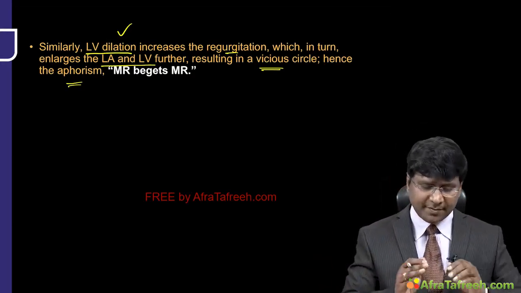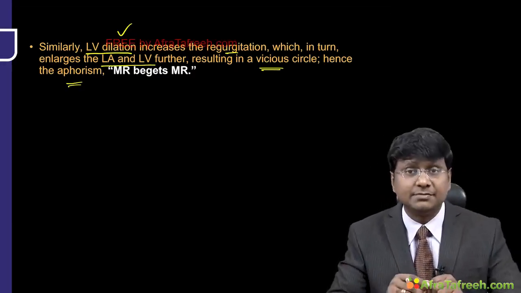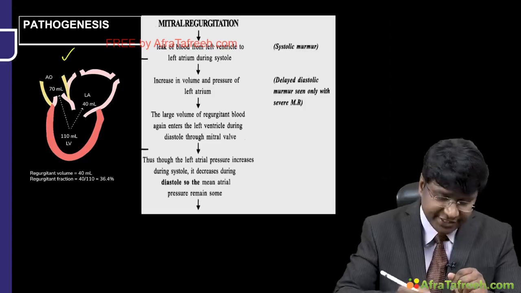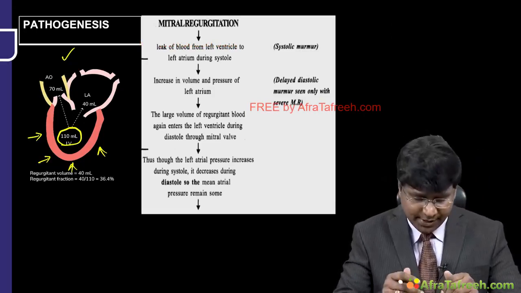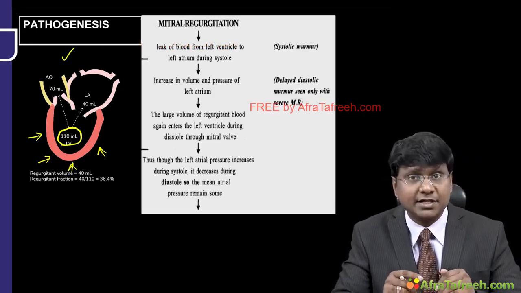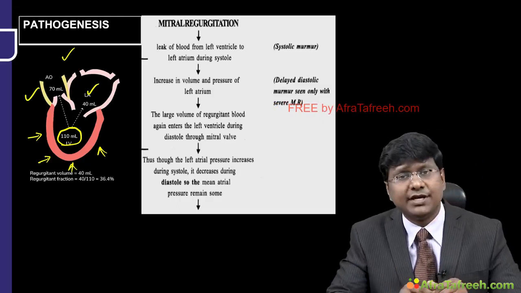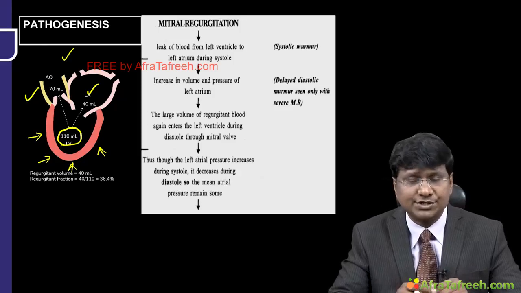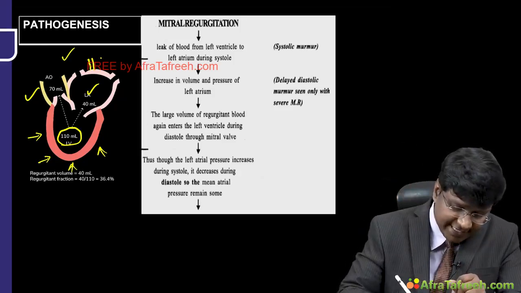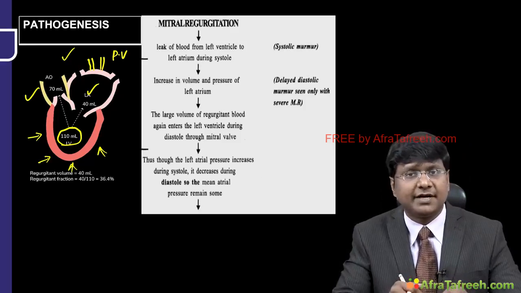Now let me explain the left ventricular dilatation mechanism, why it happens. If you see this image in the hemodynamics, the left ventricle end-diastolic volume is around 110 ml. In MR, when the left ventricle is contracting, almost 70 ml goes into the aorta and 40 ml goes into the left atrium. But the left atrium is in a state of relaxation, so it should be receiving blood from the pulmonary veins. You have four pulmonary veins in total.